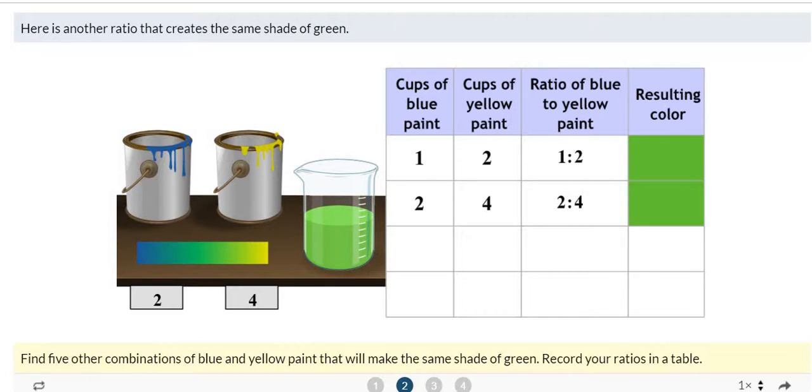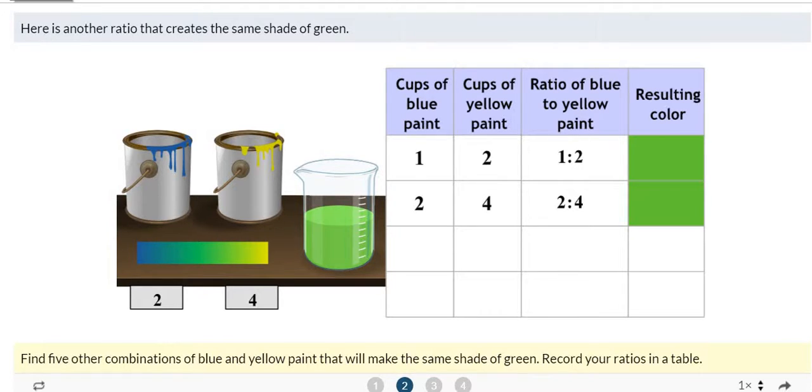Take a second and fill in the rest of your table with some values that you think. They should all reduce down to what ratio? 1 to 2.